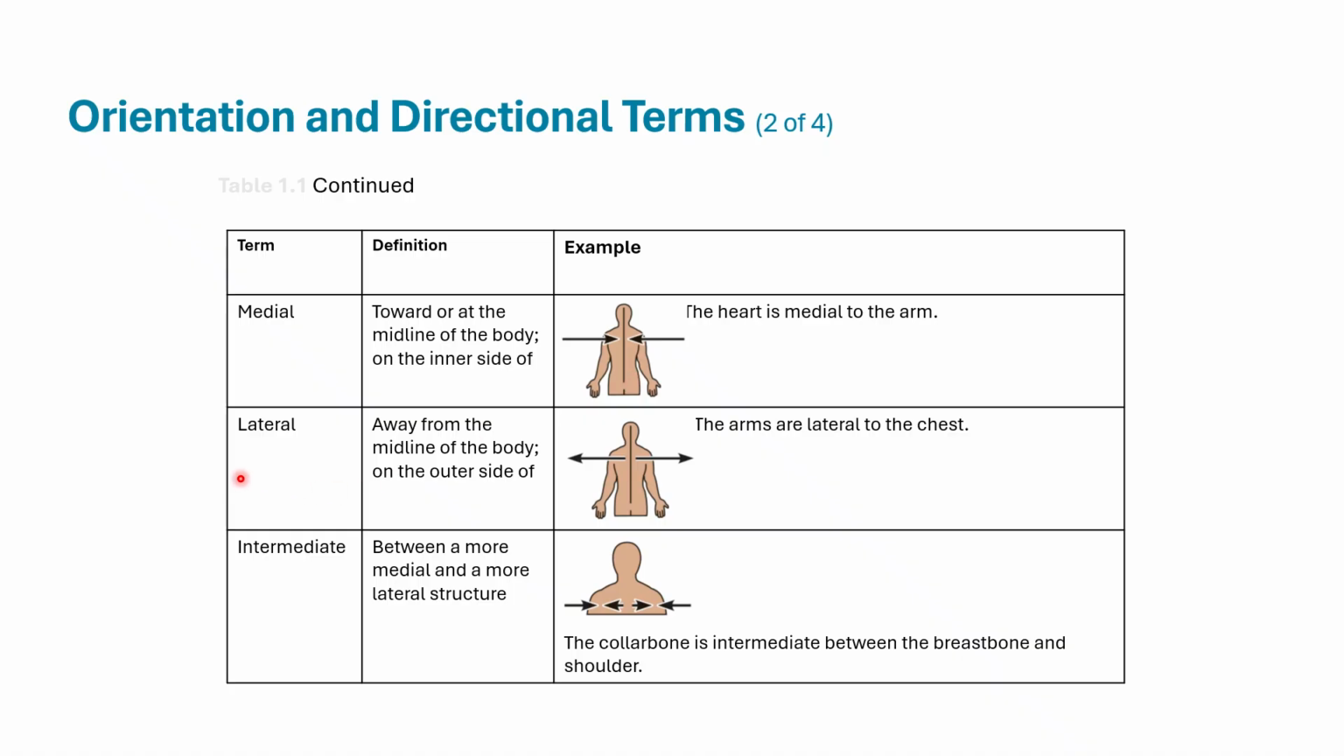Okay. Lateral, away from the midline or of the body or the outer side. So lateral would be like away from the middle. Okay. Intermediate, between a more medial and a more lateral structure. So this one's kind of tricky, but for instance, your clavicle or your collarbone, okay, that is intermediate between the breastbone, which is your sternum, and the shoulder. So it's kind of intermediate in between those two.